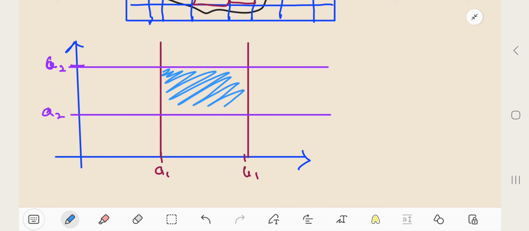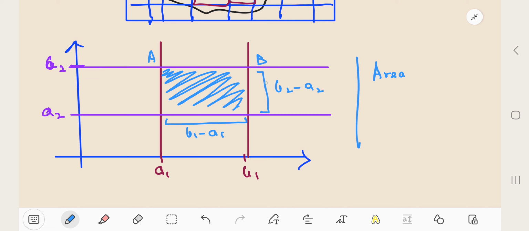a rectangle, where you have its length to be B1 minus A1 and its breadth to be B2 minus A2, and you know that by your elementary formulas of area, the area of, say, this is A, B, C and D, the area of A, B, C and D is nothing but B1 minus A1 times B2 minus A2, length into breadth, it will do.